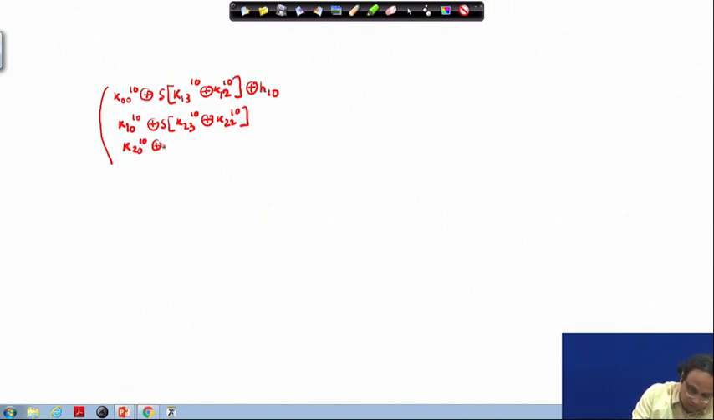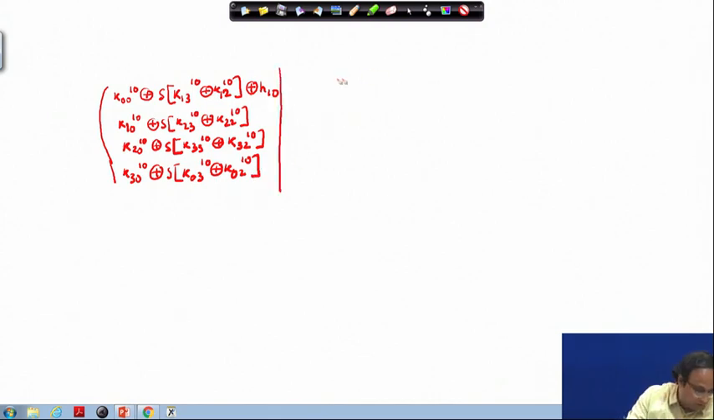K2010 XORed with S of K3310 XORed with K3210, and then you have K3010 XORed with S of K0310 XORed with K0210. So this is the first column of the 9th round key.